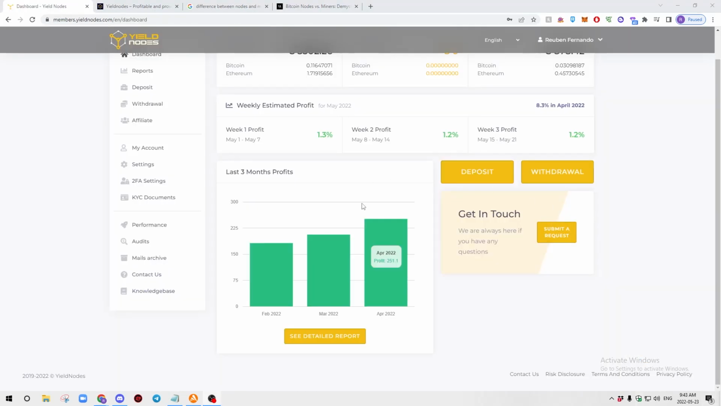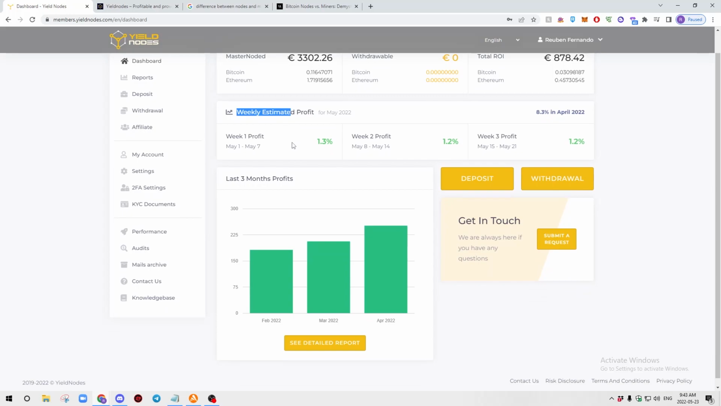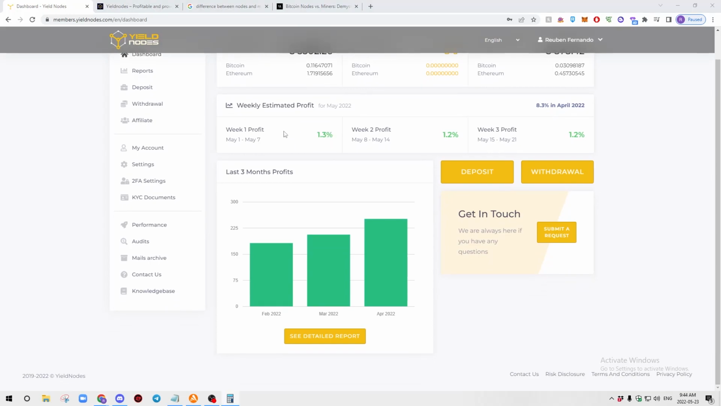So to give a little breakdown of the inside of Yieldnodes, you could see right here the amount you've deposited, the actual total return of investment, the weekly estimated profit. Overall for the month of May, we've gained about 1.3%, 1.2%, 1.2%, and of course another week coming on. Last month again, April, 8.3% is what it did. So far, it's generating more than my money sitting in a savings account.